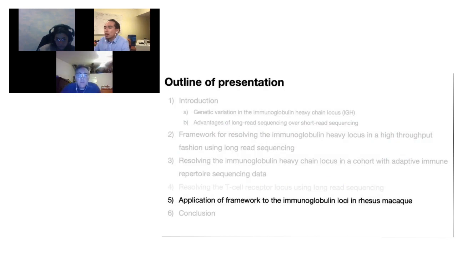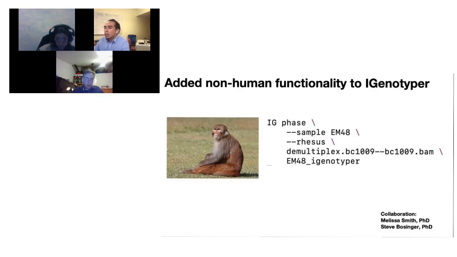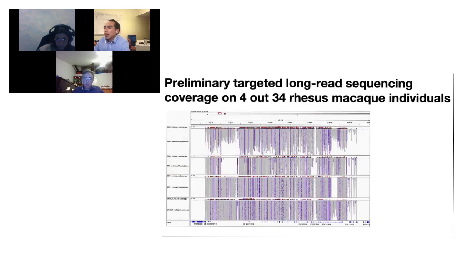Recently, we started extending our methods to resolve the IG loci of rhesus macaque, and this is in collaboration with Melissa Smith and Steve Bosinger. Currently iGenotyper has functionality to work with the rhesus data, and preliminary results show that we're effectively sequencing the IG loci. Here are sequencing reads in the kappa locus for 4 out of 34 macaques that we recently captured and sequenced.